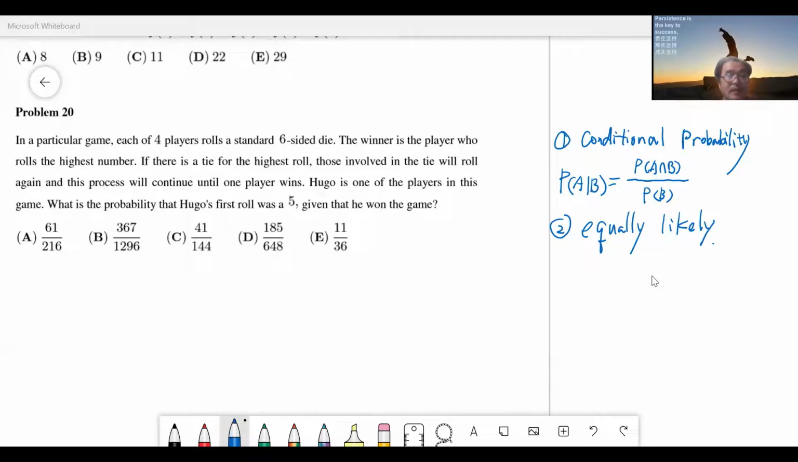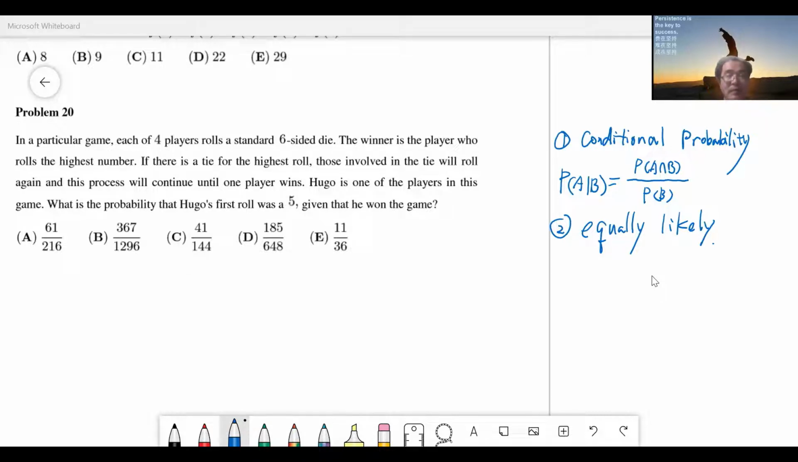Question number 20. In a particular game, each of 4 players rolls a standard 6-sided die. The winner is the player who rolls the highest number. If there is a tie for the highest roll, those involved in the tie will roll again, and this process will continue until one player wins. Hugo is one of the players in this game. What is the probability that Hugo's first roll was a 5, given that he won the game?